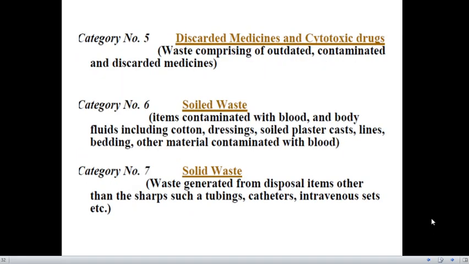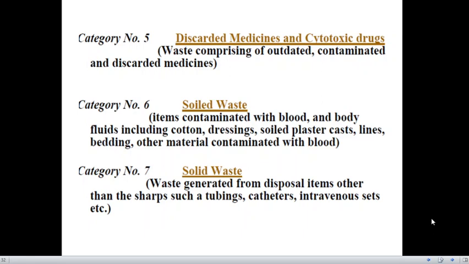Category 5 includes discarded medicines and cytotoxic drugs. It includes waste comprising expired or outdated drugs, and contaminated and discarded medicines. And for number 6 we have soiled waste. This includes items that are contaminated with blood and body fluids, including cotton, dressings, soiled plaster casts, linen and beddings, and other materials contaminated with blood, pus or body fluids.